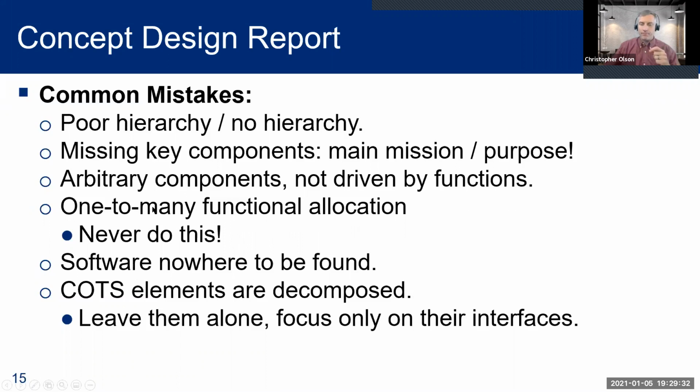What do I mean by this? When you allocate functions, you have to do it in a top-down fashion. You start at the function and you ask yourself which component can perform this function. And then you allocate it, you assign it to that component in the physical domain. Something that you should never do is ask yourself which components, plural, can do this function, right? It's always one component that does the function. So one function should not ever be allocated to more than one component.